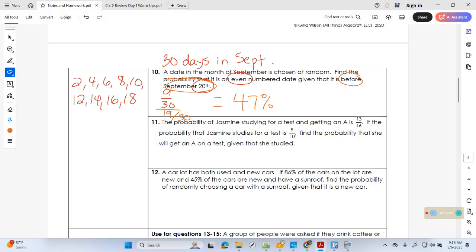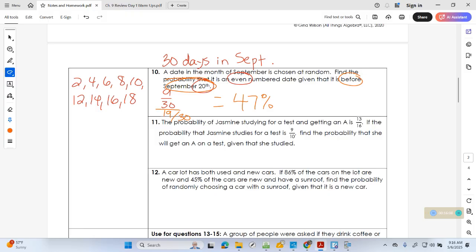So the probability of Jasmine studying for a test and getting an A is 13 out of 16. I like that. That's pretty good odds. 13 out of 16, studying and getting an A, right? Okay. Probability she studies for the test, 9 out of 10. I mean, that's pretty high, 90%. I like that too. Find the probability she will get an A on a test given that she studied.